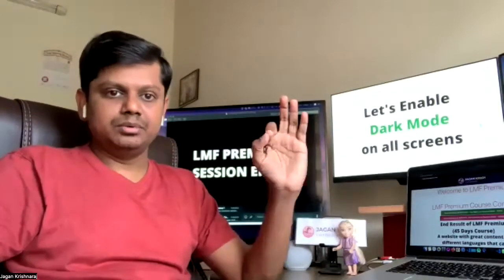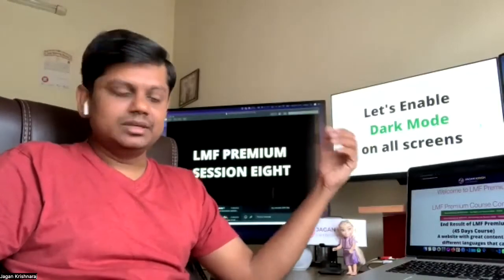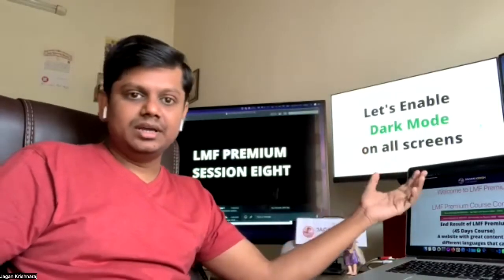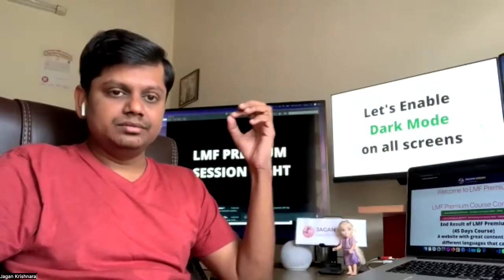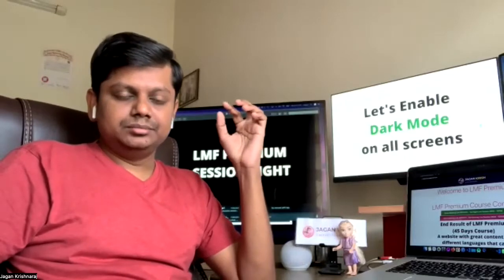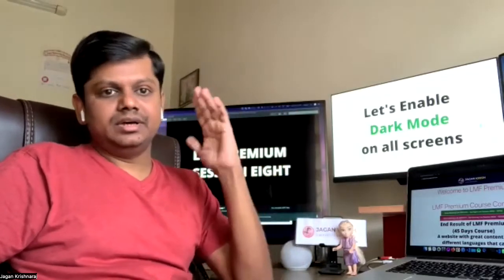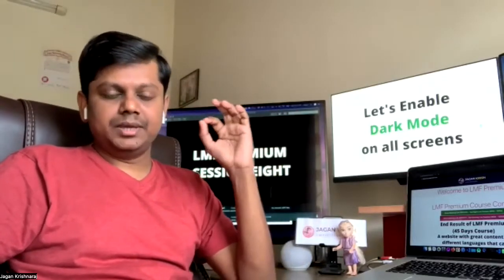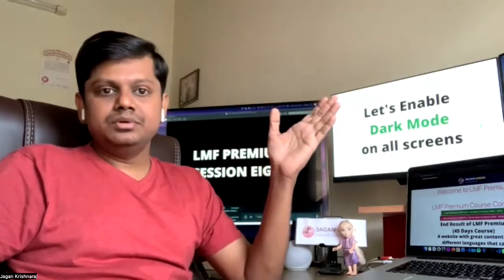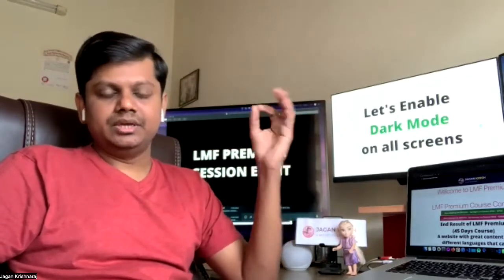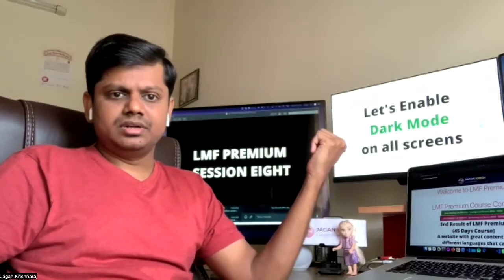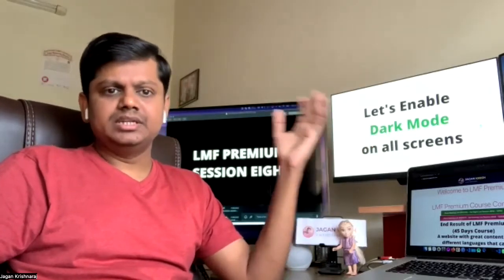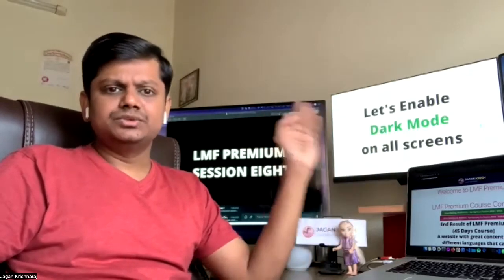If we enable dark mode, the blue light that comes from the screen, that blue light will affect our brain and affect our eyes. So if we enable dark mode, that will not happen. We will be comfortable seeing the screens for longer periods of time, and it's good for the devices, and it's good for all.